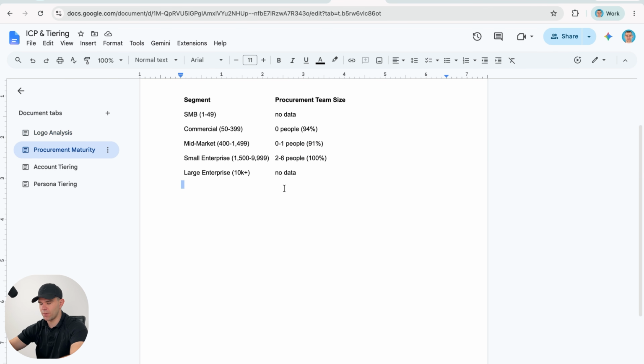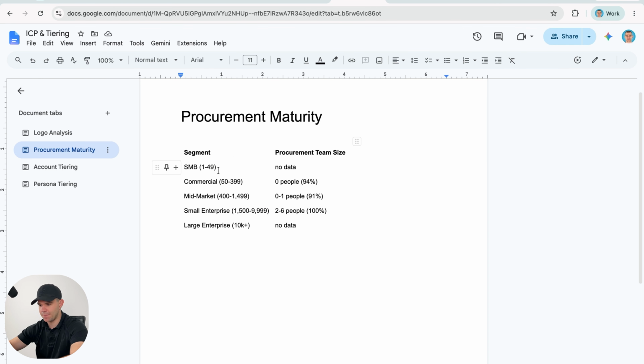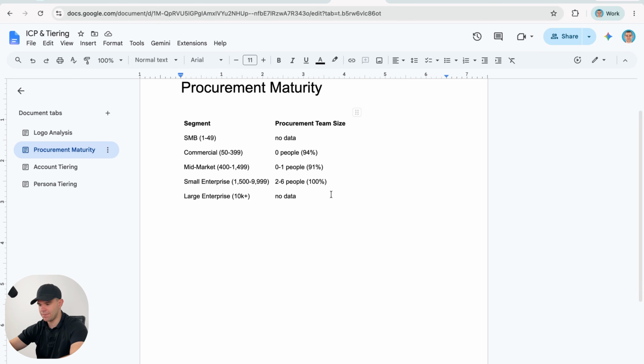We can also look at procurement maturity. So for SMB, we don't have any data, we can ignore that one. For commercial, actually 94% don't have a procurement team. So we really want to be targeting no procurement team in that bracket. We've got mid-market, 91% are between 0 to 1, so a small underserved procurement team. And then for small enterprise, 2 to 6 people is 100%. If they've got 10 people, chances are they've probably already got a lot of the software already in place. So a lot of this makes sense.